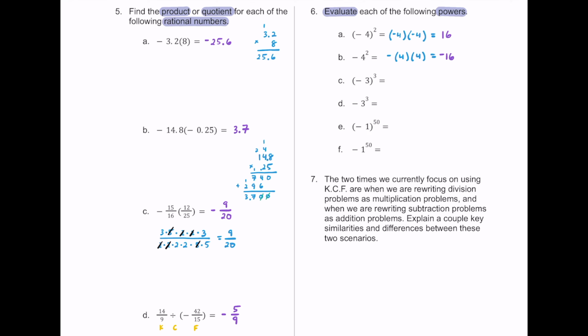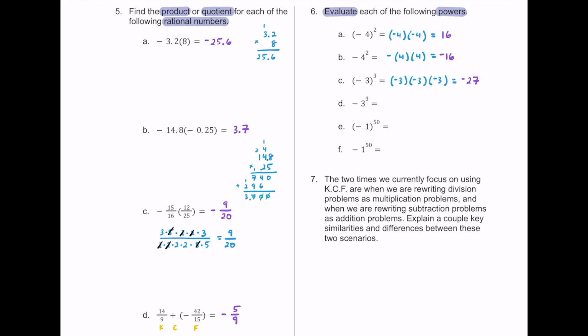Okay. For 6c, we have a -3 in parentheses, so try to think about what that means, but that means we have a -3 times a -3 times a -3. So 3 times 3 times 3, that's 27, but we have 3 negatives, so that's the opposite of the opposite of the opposite. So 3 negatives multiplied together gets you -27 as opposed to positive 27.